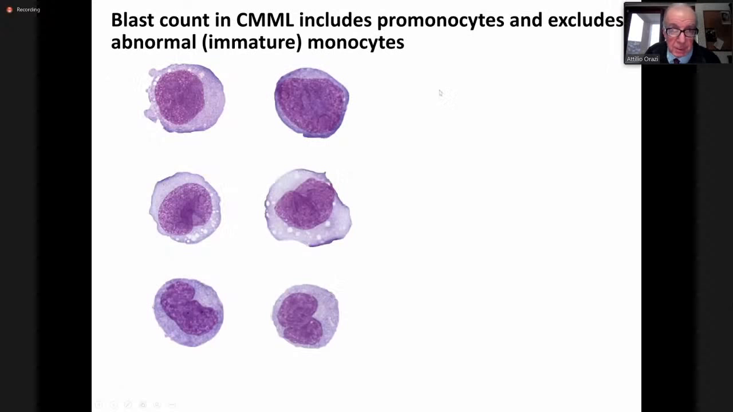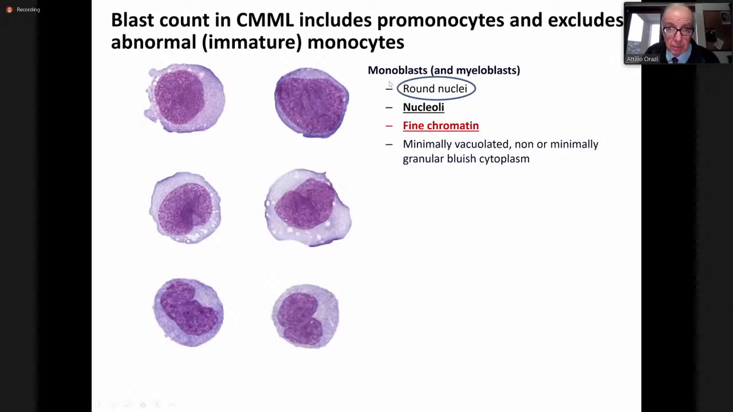Okay, the blast count in CMML. The blast count in CMML includes blasts and promonocytes. They are blast equivalents, and exclude abnormal immature monocytes. That's the WHO. The WHO called them monoblasts. In reality, they are both monoblasts and myeloblasts in CMML. You don't only find monoblasts. You can just find garden variety, poorly differentiated myeloblasts.